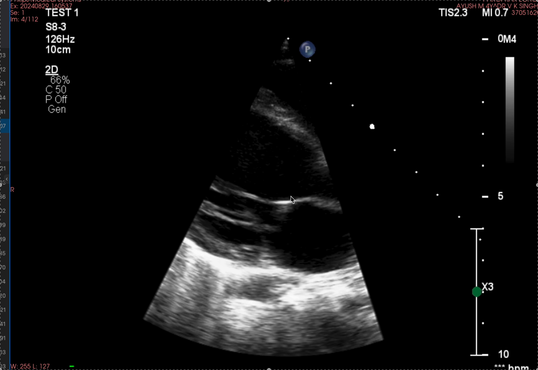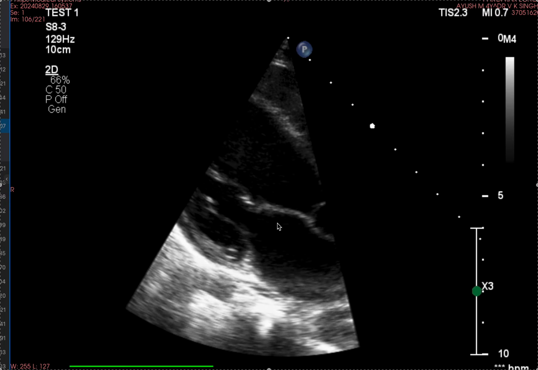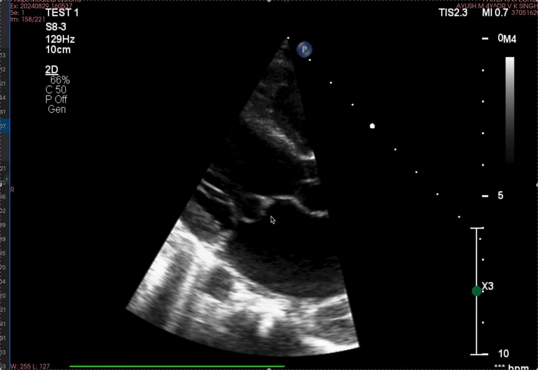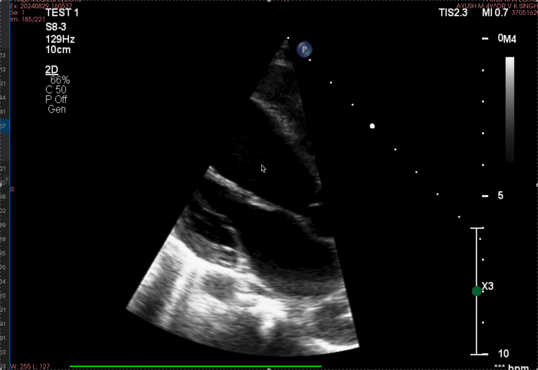When the valve thickness is more than 5 mm, then it is classical, otherwise it is non-classical. So, next image, again the same thing, parasternal long axis view. The anterior mitral leaflet is prolapsing into the left atrium.